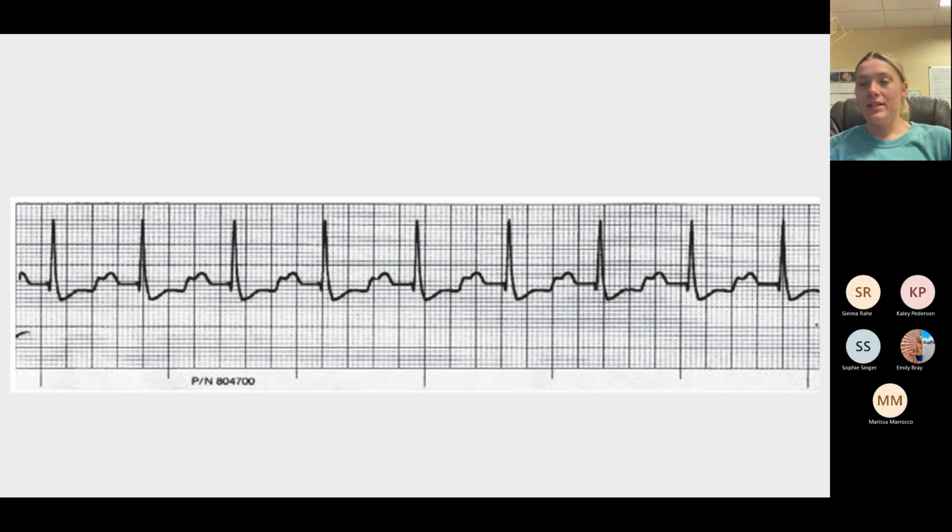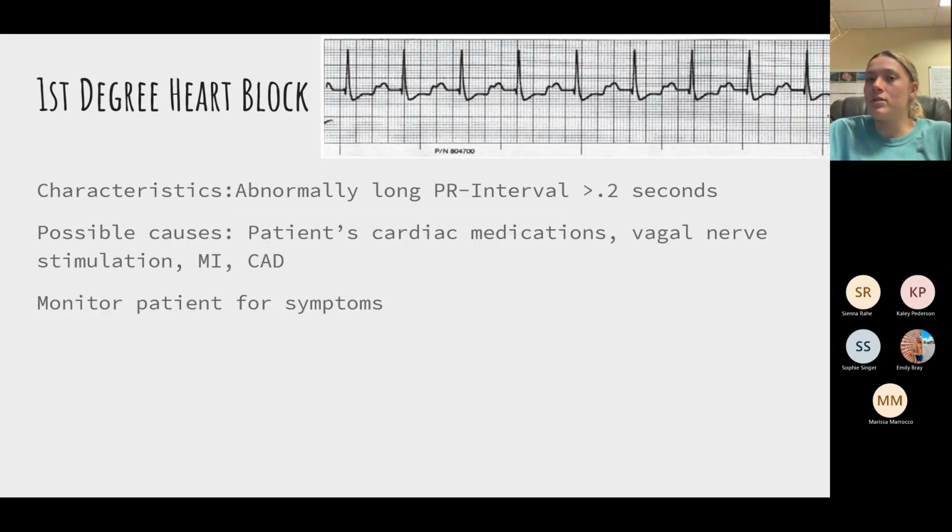Yep, this one is first degree heart block. So something I always look at is my R to R interval, which seems pretty normal to me. But then when I actually look at my rhythm, I see P dot dot dot dot dot QRST, meaning my atria depolarized, but now my ventricles are just taking a little bit longer. So there's an issue with electrical activity to the ventricles.